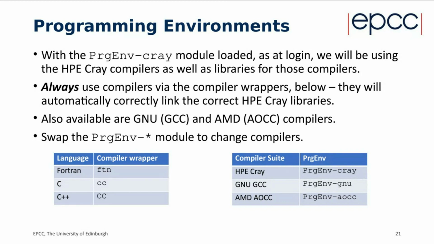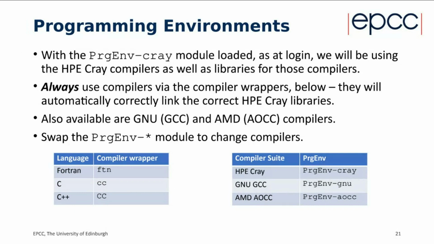So you can see the little table on the bottom left. If you're building Fortran, you wouldn't use, say, gfortran, you'd use ftn. If you're building C code, you wouldn't use gcc, you would just use cc. But the modules will correctly make sure that once it is building, it will be using gfortran or gcc and the like if you want to use the GCC compilers.